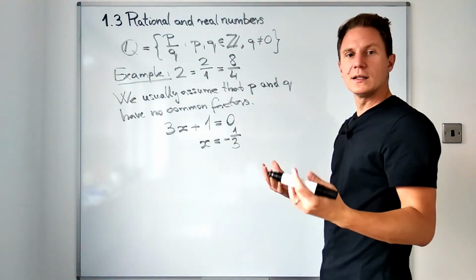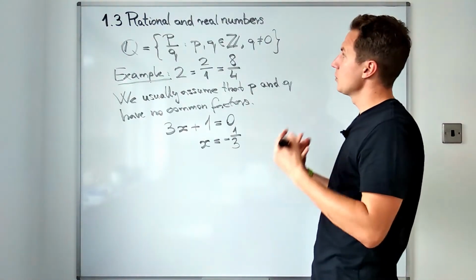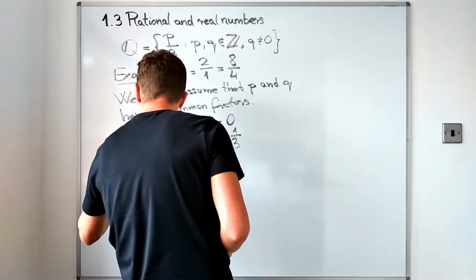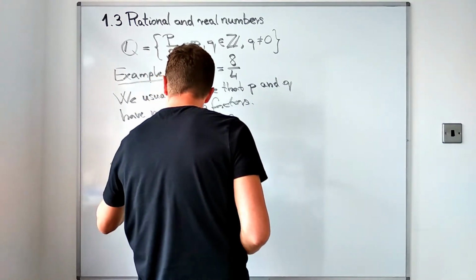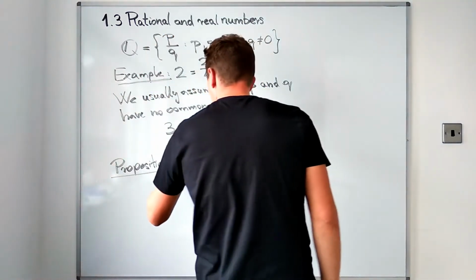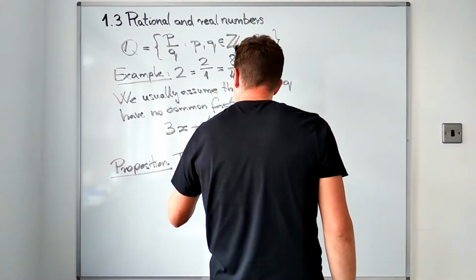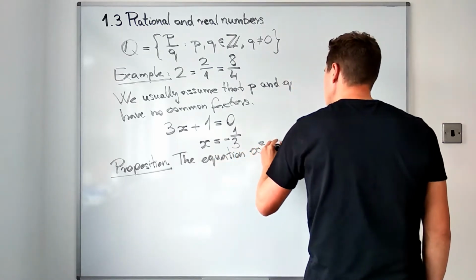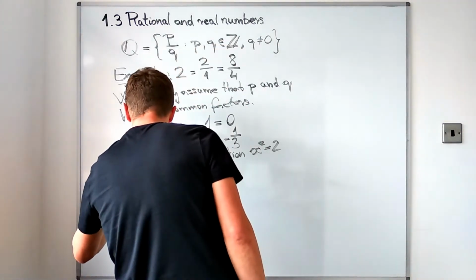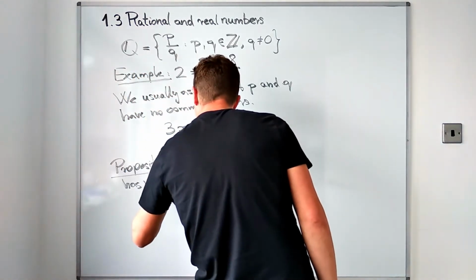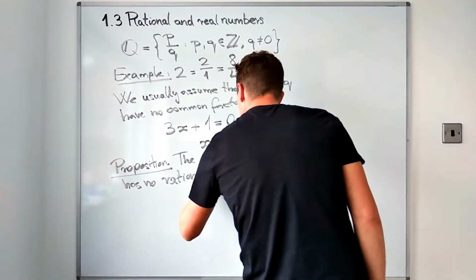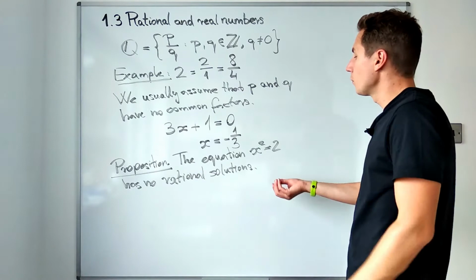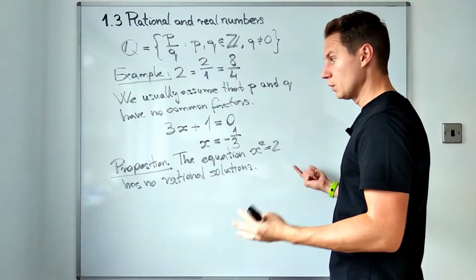But we can easily find equations which have no rational solutions. So this is a proposition that I'm going to prove. Namely, I will prove that the equation x squared equals 2 has no rational solutions, meaning that there is no rational number which squares to 2.